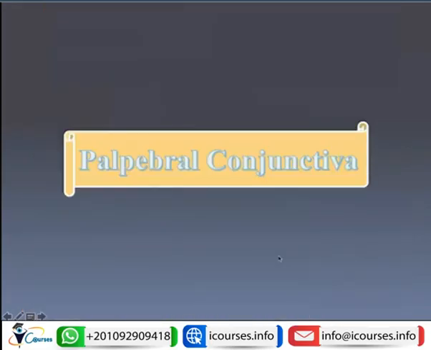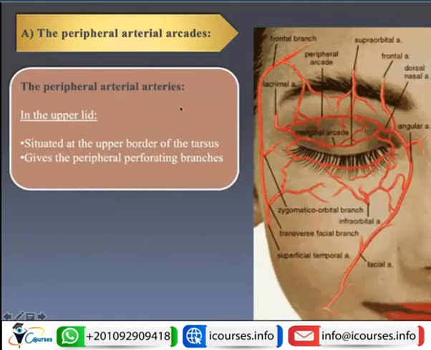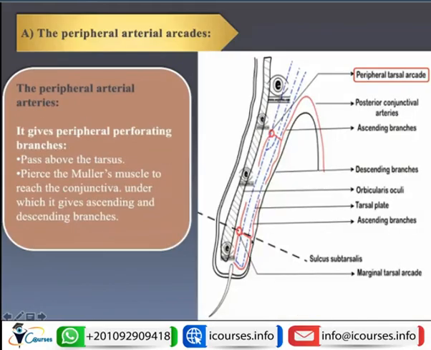So let's start with the palpebral conjunctiva. The peripheral arterial arcade is present in the upper eyelid, as you can see here. This is the peripheral arterial arcade, and it is present at the upper border of the upper tarsus. This peripheral arterial arcade will give perforating branches. It is present in the submuscular space, and it will give perforating branches.